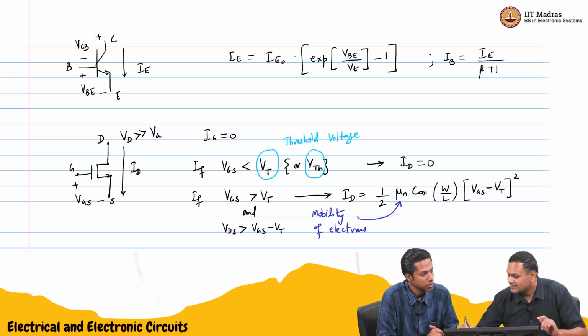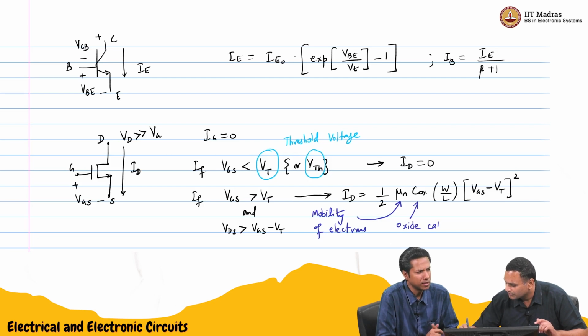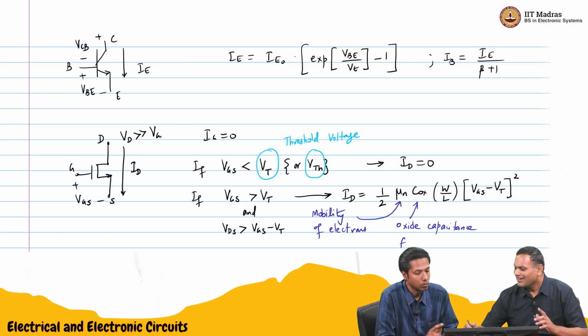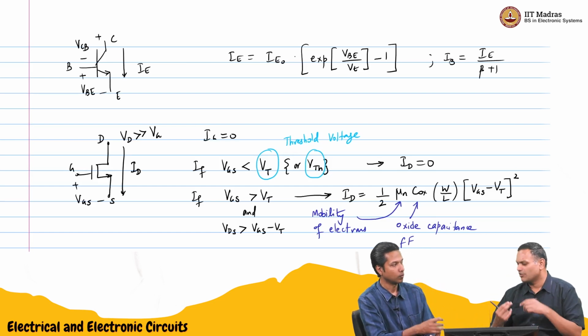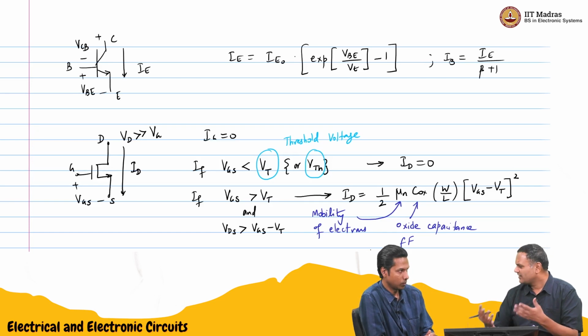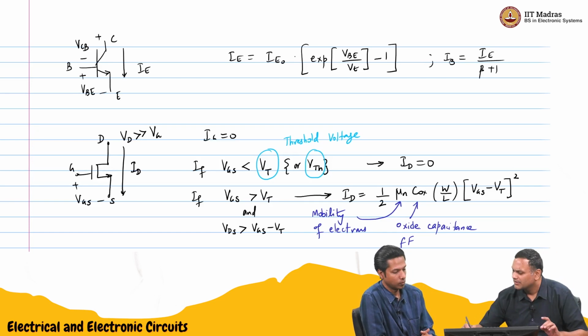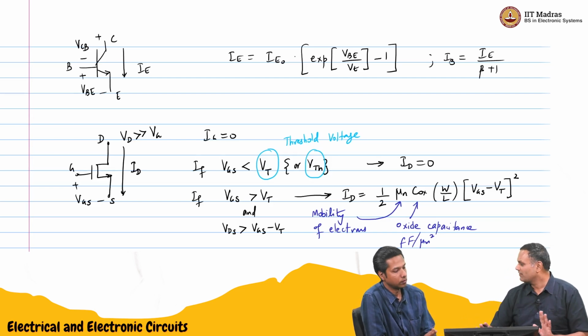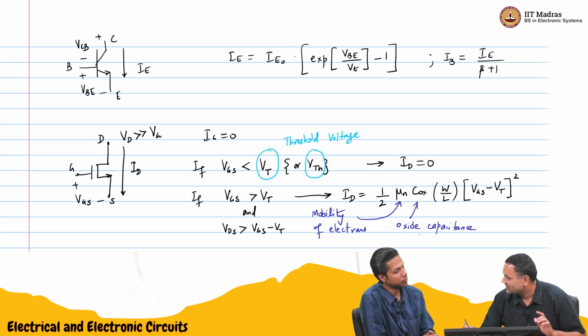C ox is the oxide capacitance per unit area. You mentioned that there is some insulator. Yes, correct, it comes from that, and it is basically some, let us say, femtofarads or nanofarads per micron squared normally. In modern MOSFETs, which are very small, maybe tens or hundreds of femtofarads per micron squared. So it is capacitance per unit area. Femto means 10 power minus 15, so a very small value.